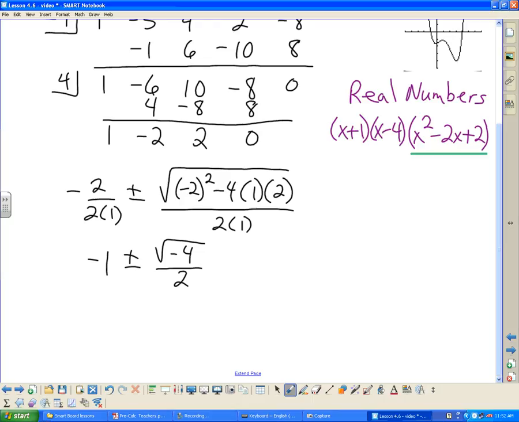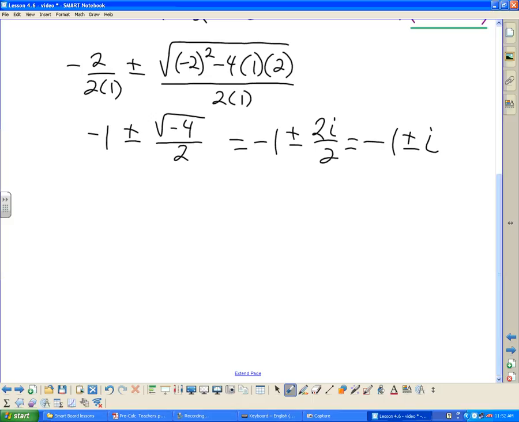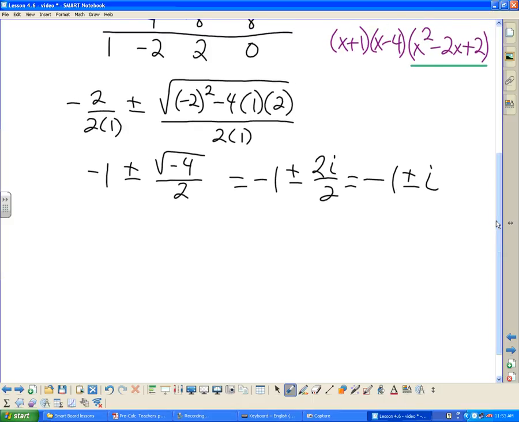So this actually turns out really nice with the square root of -4, because now we have 1 plus or minus 2i over 2, which is 1 plus or minus i. So that actually turns out pretty easily for us. So when we factor it over the set of complex numbers then, let's write that down. Factors over the complex numbers.